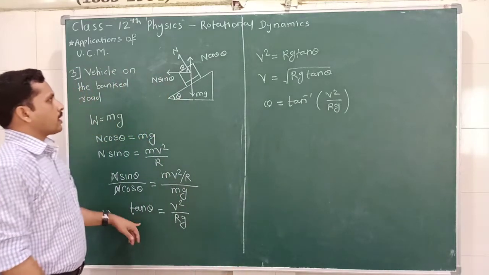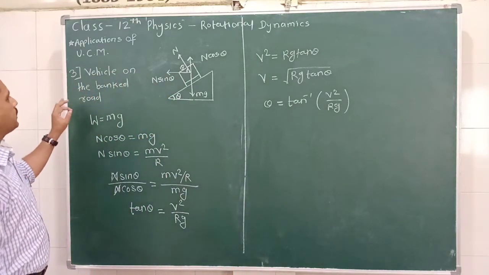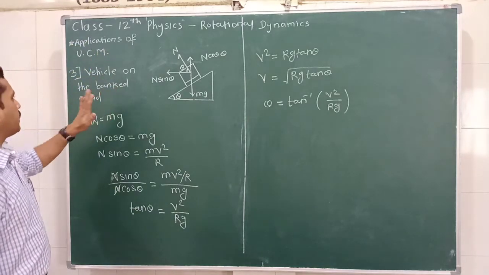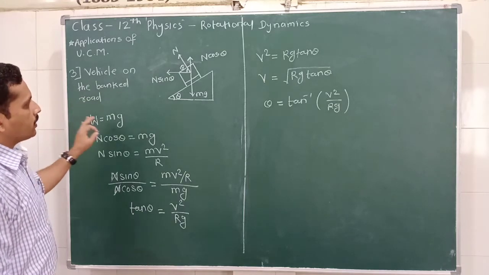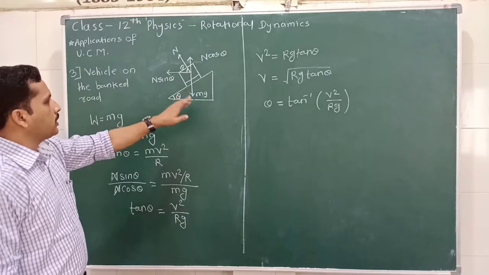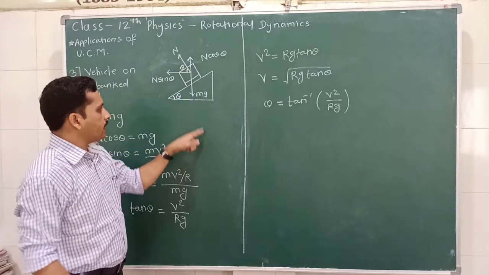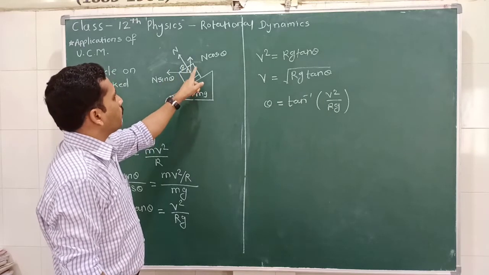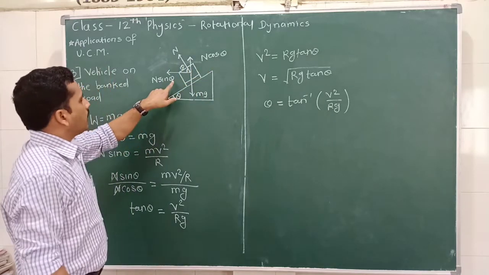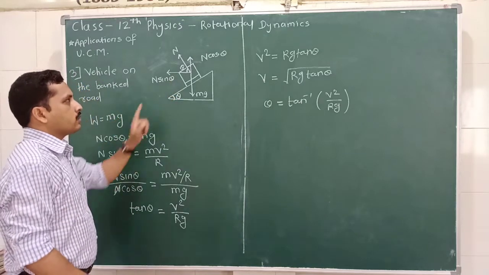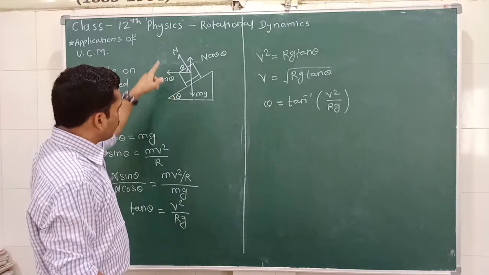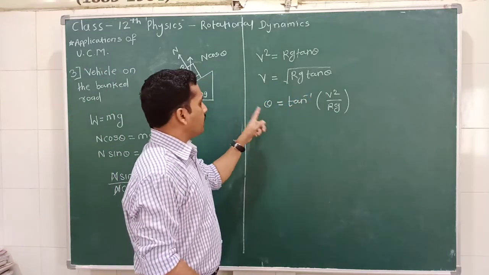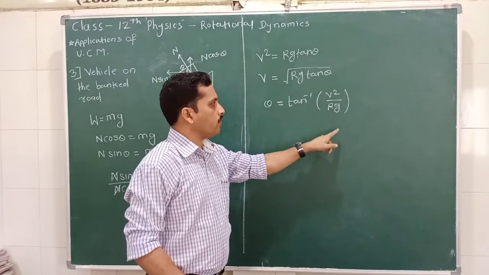So in today's lecture, we discussed the third application of uniform circular motion, that is, a vehicle running on a banked road. In this case, we consider a vehicle moving along a curved road. The weight of the body is always directed in the downward direction, and this weight is balanced by the component N cos theta, and another component N sin theta is directed towards the center of the circular path. From these conditions, we derive the equation v is equal to under root rg tan theta, and theta is equal to tan inverse of v square upon rg.